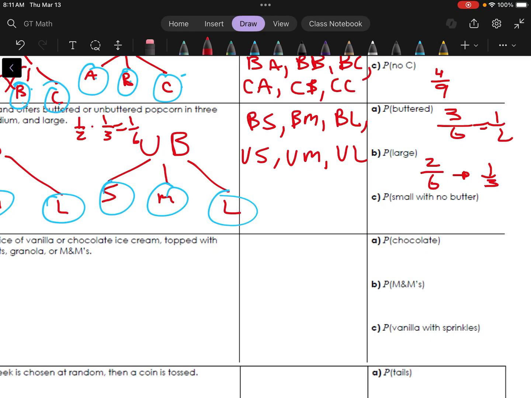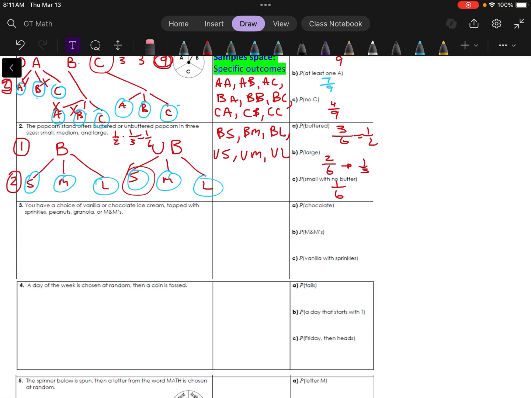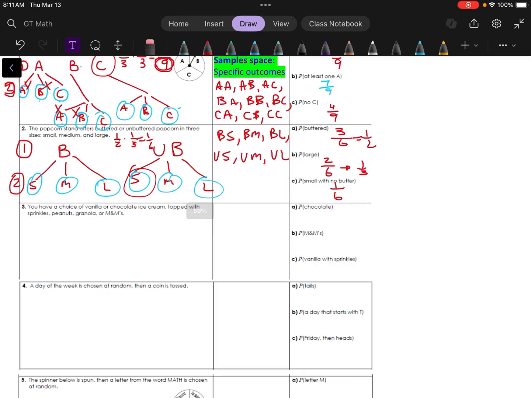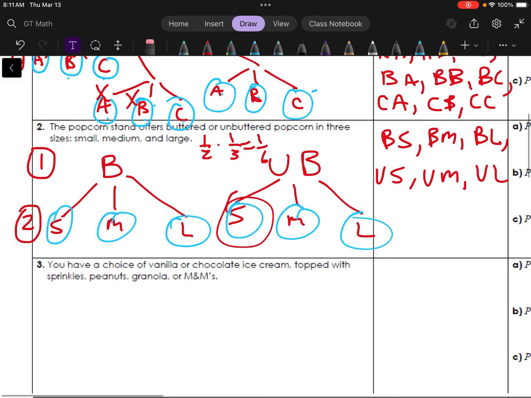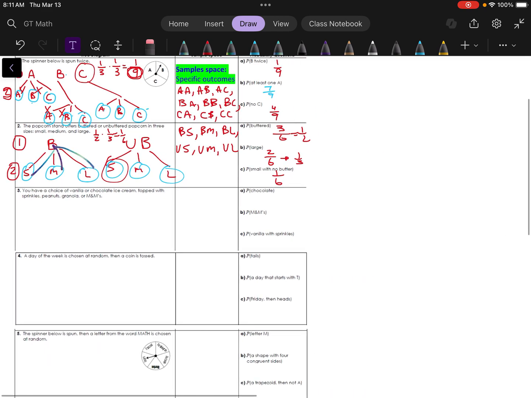And then small with no butter. Well, small unbuttered, there's just 1. So 1 out of 6. So that's how you make your tree diagrams. Each event, and at the very end, what's left, you can kind of just work your way up, right? Like, this is small and buttered. This is medium buttered, large buttered, okay?